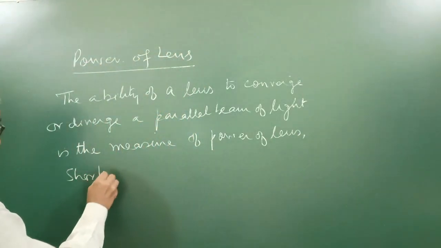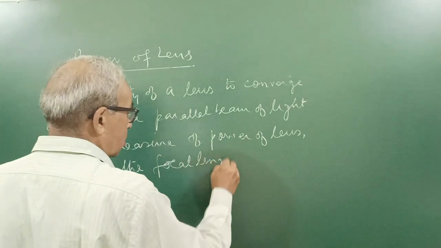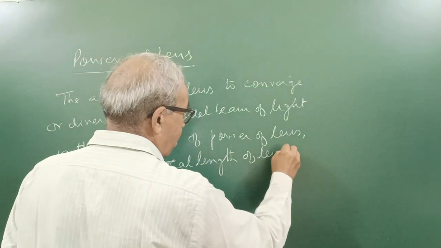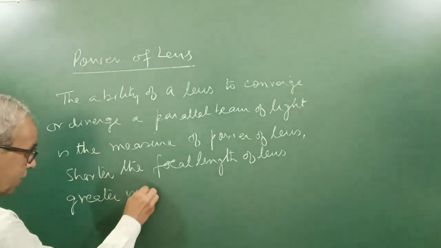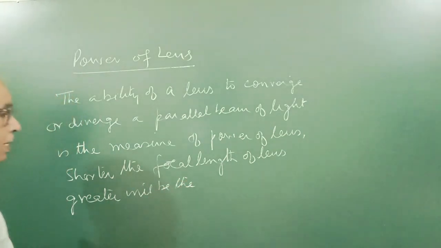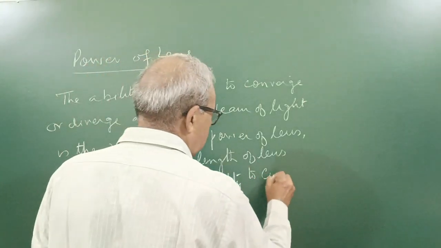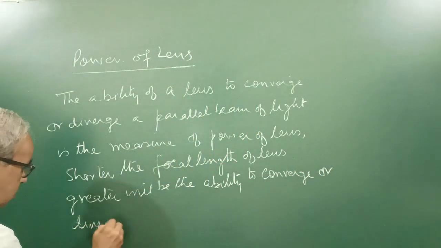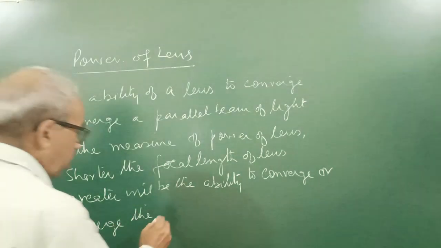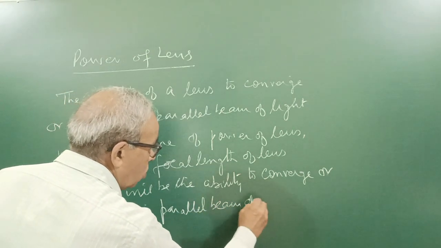The shorter the focal length of the lens, the greater will be the ability to converge or diverge the parallel beam of light.